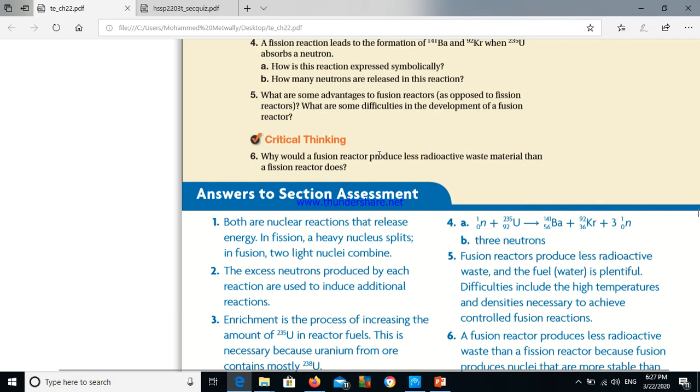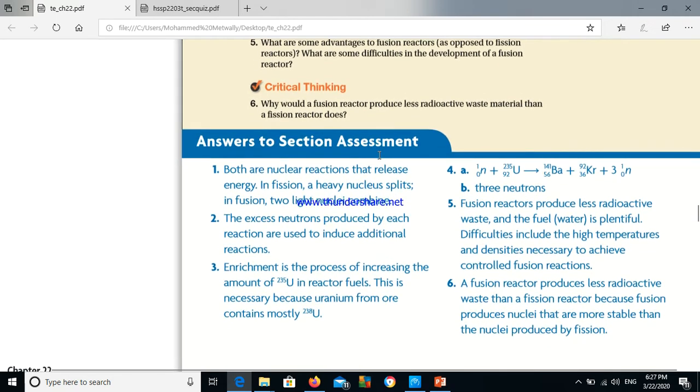The last question, critical thinking. Why would a fusion reactor produce less radioactive waste material than a fission reactor does? A fusion reactor produces less radioactive waste than a fission reactor because fusion produces nuclei that are more stable than the nuclei produced by fission. This is the section review in your textbook, section 3.